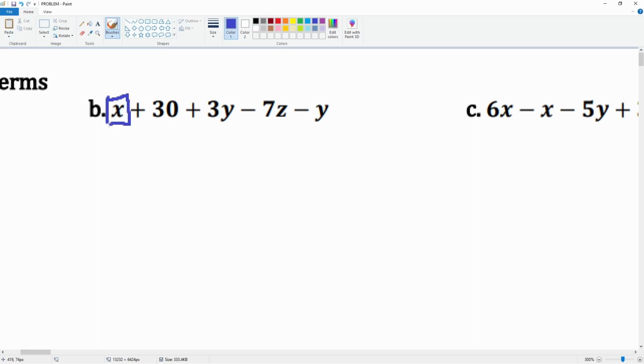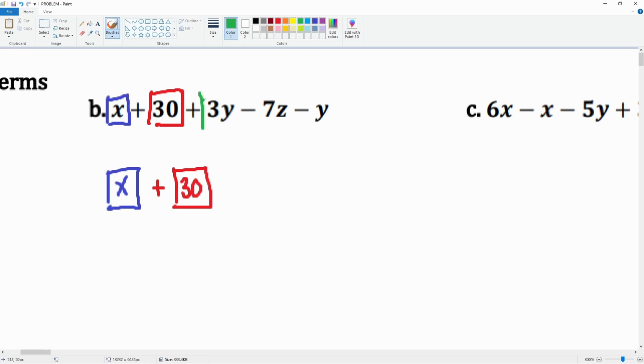We have the x here. Anything else that is a variable of x? Nope. So we can just put x here. Next, we have the red square box, which is the number. Any other numbers here? Nope. So we can just put that there as well.